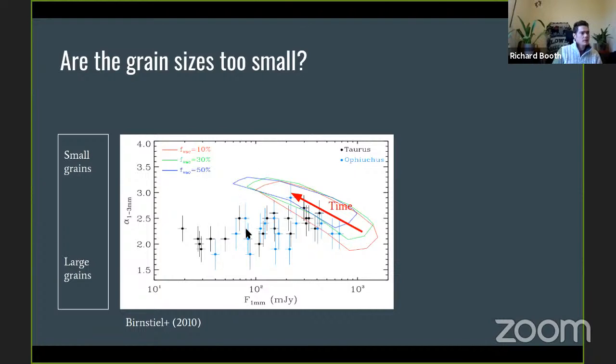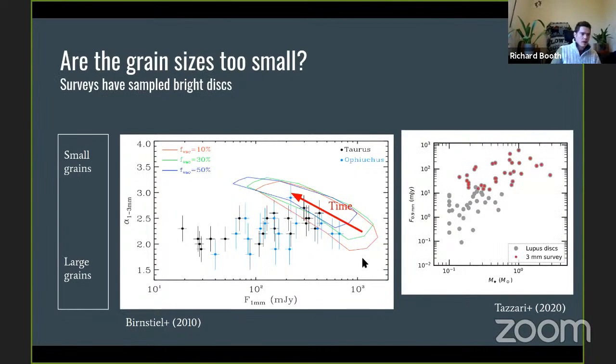Okay, it's worth noting, however, that this plot is actually somewhat biased. This is a recent figure from Marco Tazzari's paper. He was doing more or less the same thing, measuring the spectral indices for disks in Lupus. What I'm showing here is essentially all of the disks in the Lupus survey and the ones that they surveyed at 3 millimeter.